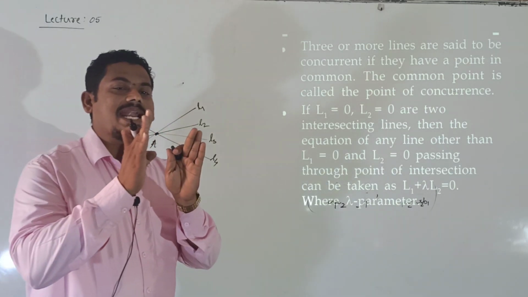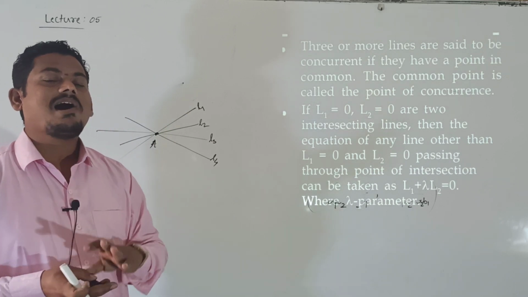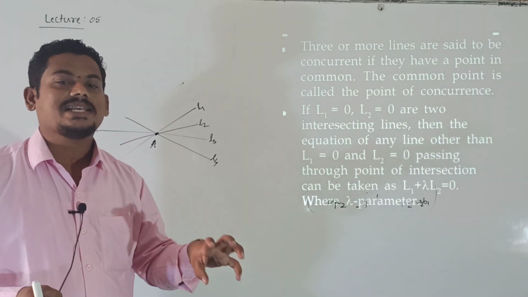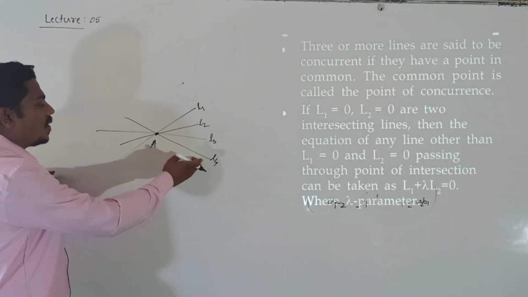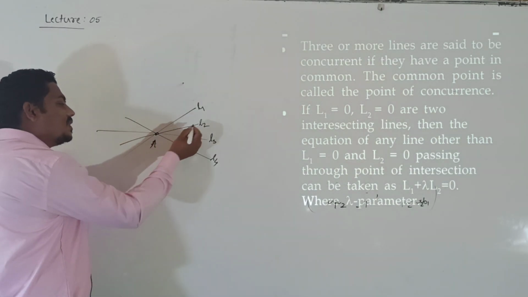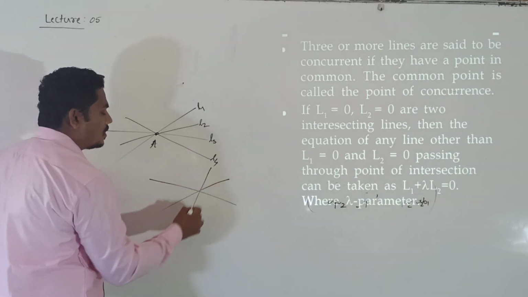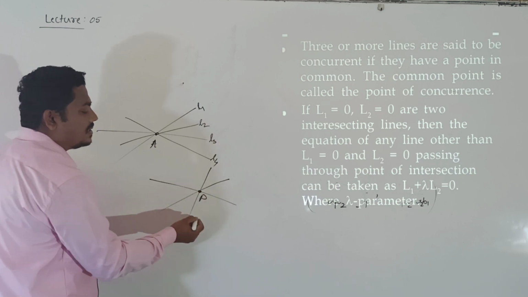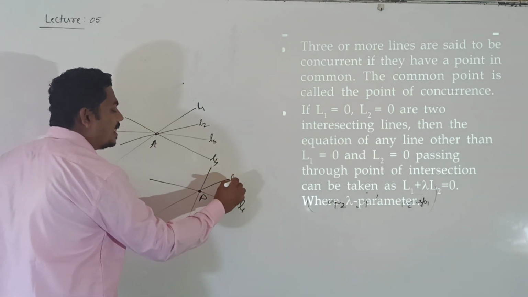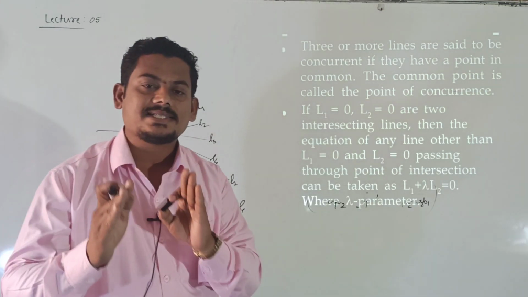Concurrent means they meet at a single point, or they intersect at a single point. If all the lines intersect at a single point, then we can say they are concurrent lines. These four lines intersect at A, so they are concurrent. These three lines intersect at P, so L1, L2, L3 are concurrent.